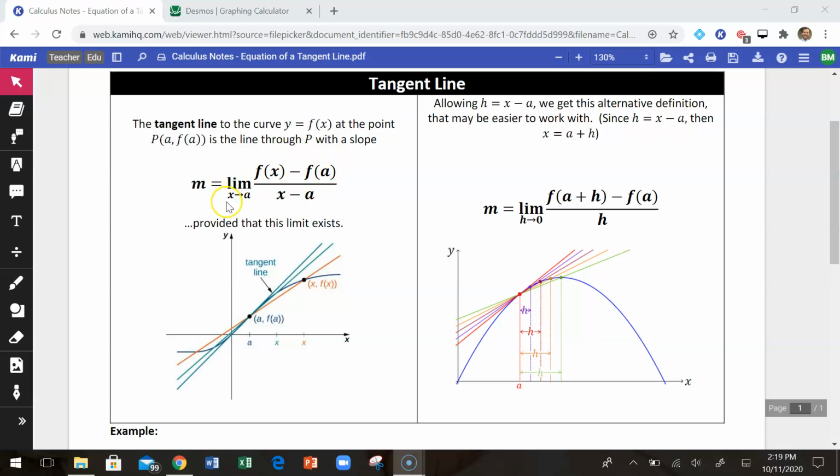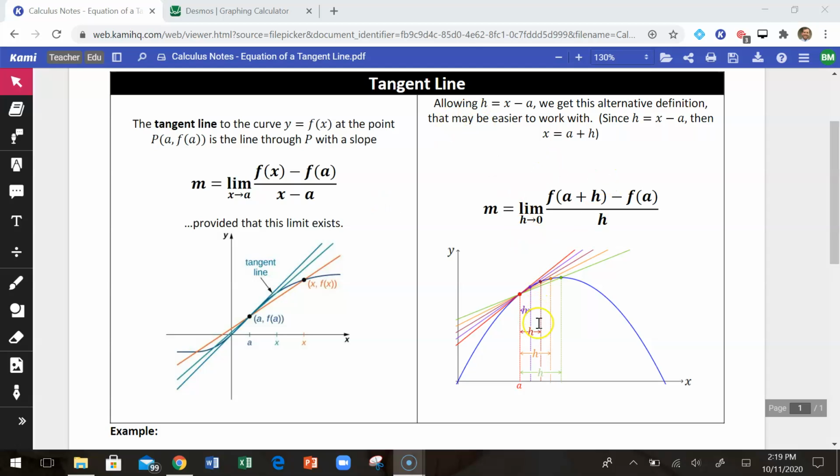If I do the limit as x approaches a of that, so if you think about that, if this x coordinate goes back towards a, then I'm going to get this second point on this graph to get closer and closer and closer to this first point, which means that if I evaluate that limit, that's going to give me my slope of my tangent line through that point a, f of a.